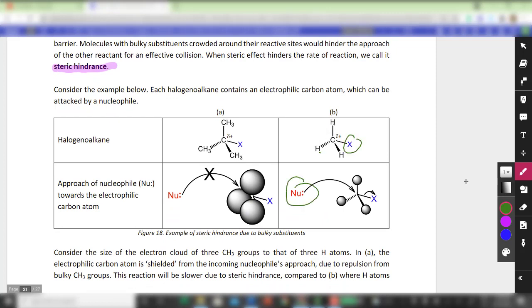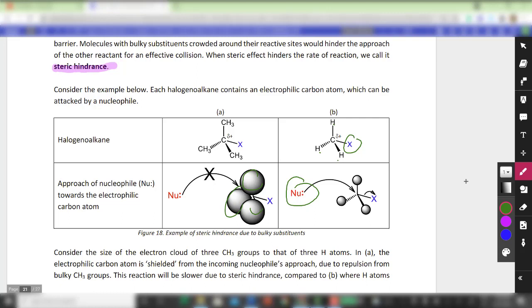So for example, let's say you want a nucleophile to directly replace an X. If I have small groups here, it's okay, but if I have big groups, then it does not have an incentive to approach the electron deficient carbon, although the carbon is indeed electron deficient. So that's probably how you want to interpret the steric effect.